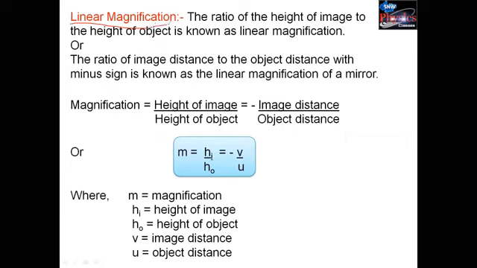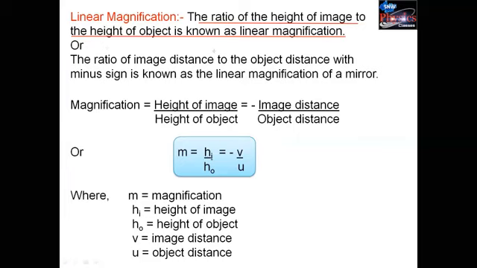Linear magnification. It is also one of the important topics of class 10th. Linear magnification: the ratio of height of image to the height of object is known as linear magnification. ठीक है, it is a ratio, so it does not have any unit. ठीक है, मैग्निफिकेशन की कोई यूनिट नहीं होती है. It is the ratio of same quantities, दोनों में हम लोगों ने हाइट ही निकालना है, that's why it does not have any unit.